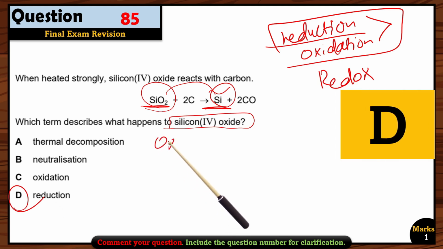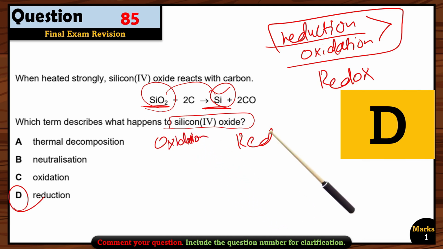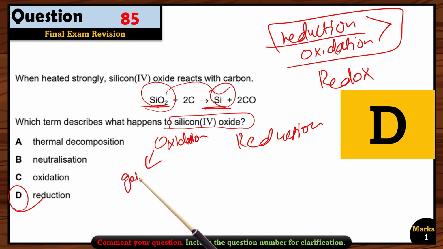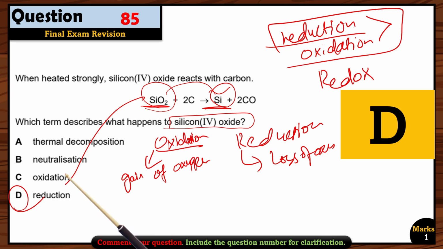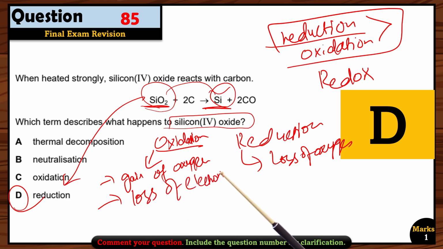So what is oxidation? What is reduction? You have to remember there are three definitions for oxidation and three definitions for reduction. Oxidation is the gain of oxygen, just like the name. Then reduction is the opposite, the loss of oxygen. Here we can see the loss of oxygen, that's why it's reduction. The second is, the gain of oxygen actually means the loss of electrons. The loss of electrons is called oxidation, and the gain of electrons is reduction.